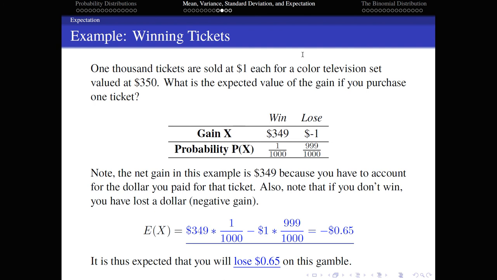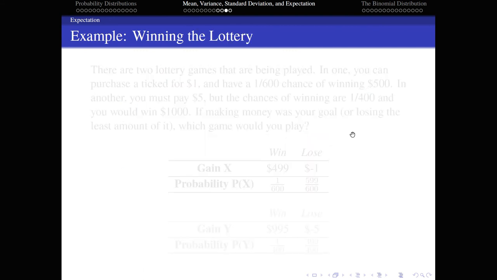This is to say that if you played this game 1,000,000 times and then took the amount of money that you had and divided by the 1,000,000 times you played, you would lose 65 cents per play on average. This is on average. This isn't for any individual game that you play. For an individual game that you play, you can win $349 or lose $1.